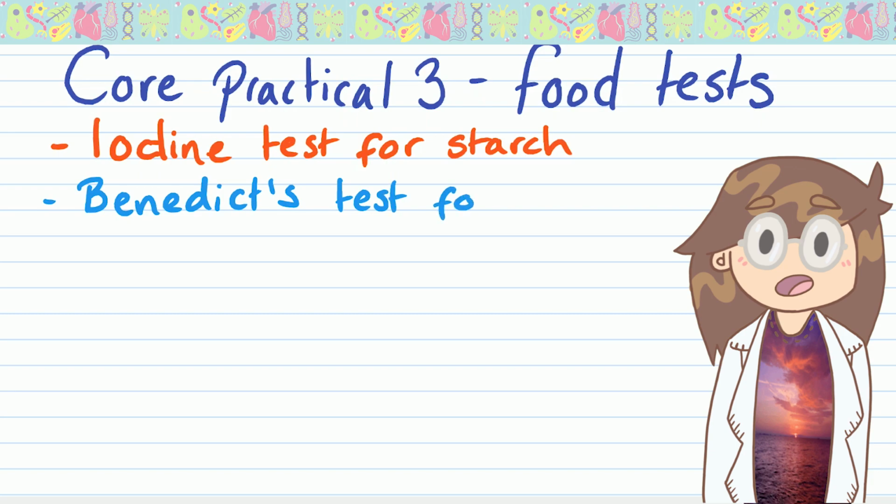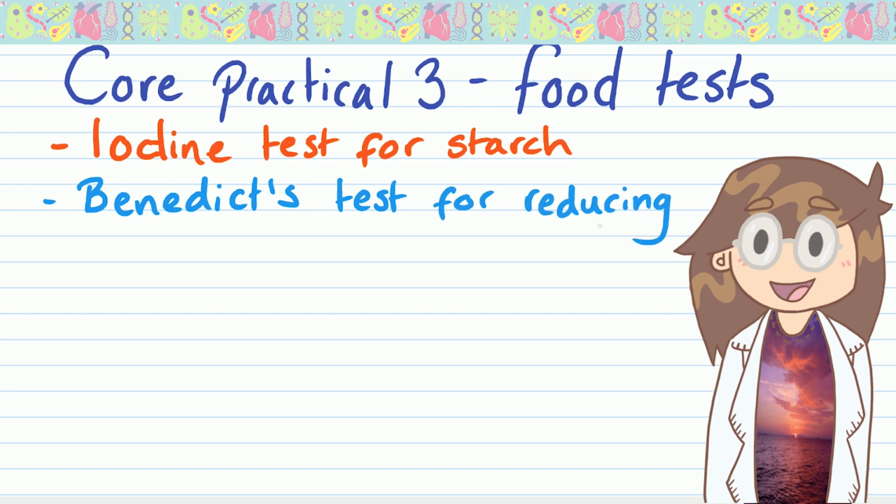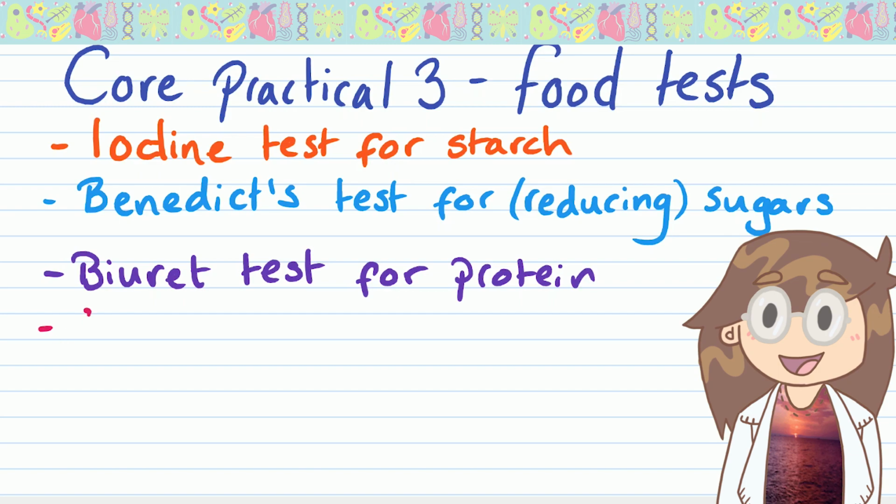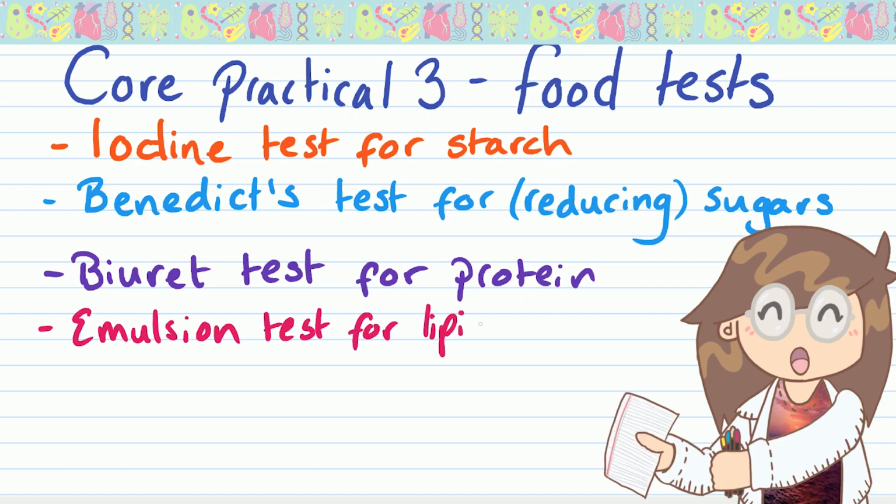So the practicals we're going to look at today are the iodine test for starch, the Benedict's test for reducing sugars, or Benedict's test for sugars, the biuret test for protein, and the emulsion test for lipids. So, as always, grab some paper, grab those pens, and follow along with me.